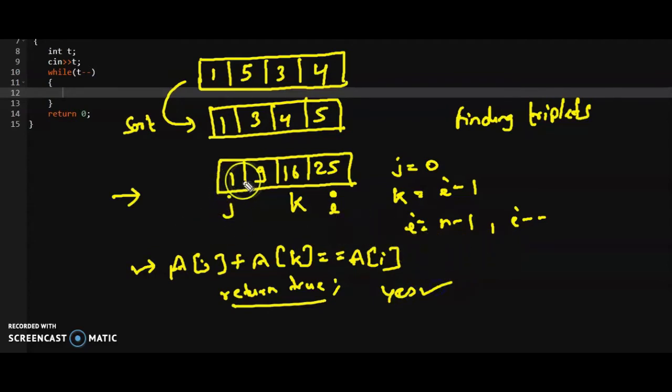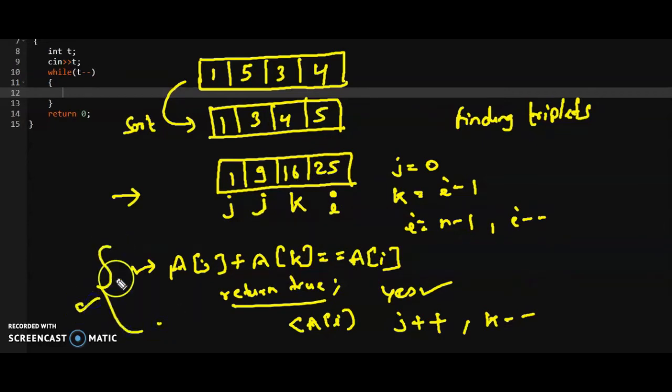So I will check j plus k, 16 plus 1 is not equal to 25, right? If it is less than a of i, then I will just increment j, otherwise I will decrement k. So it is less than, so I will just increment j. Now 9 plus 16 is 25, so we will return true. Otherwise similarly we follow this approach, right? So let's see the code part now.